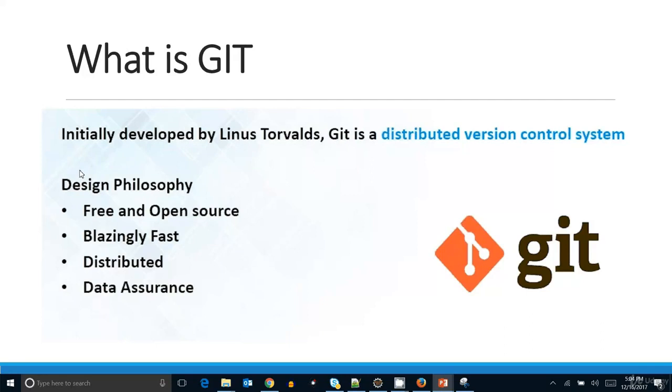And third one is distributed. We have already seen Git is distributed. What is the meaning of distributed? In the distributed version control system, the copy of the centralized repository is distributed between the employees or the contributors. And the fourth is data assurance.